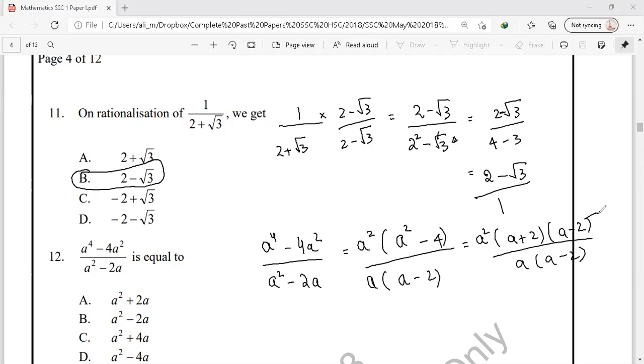So common factors को हम cancel out कर देते हैं. So we will only get a into (a plus 2). So question number 12, the correct option, let's see which is the correct answer. हमारे पास factorized form में given नहीं है तो हम इसको again multiplication कर देते हैं. a into a will become a square and a into 2 will be 2a. So correct option we have is option A for question number 12.